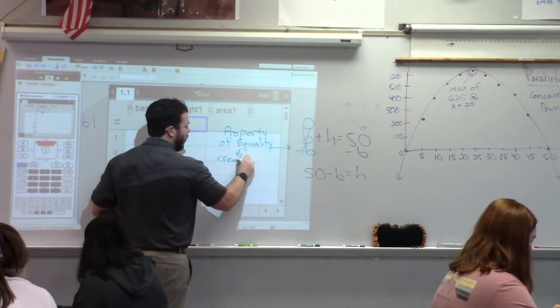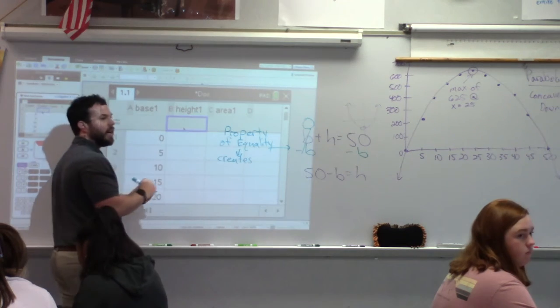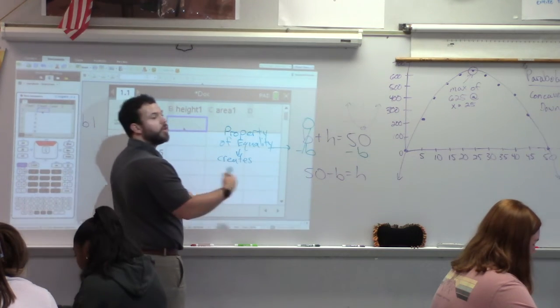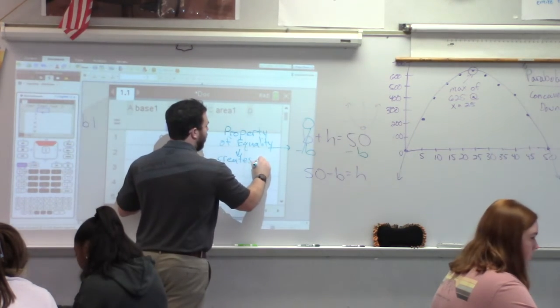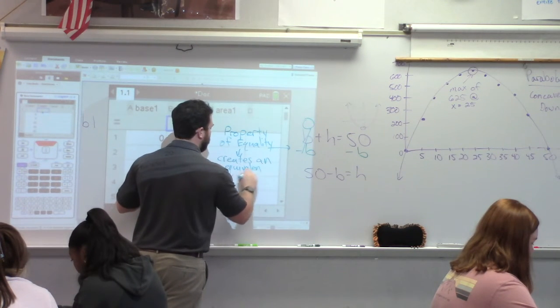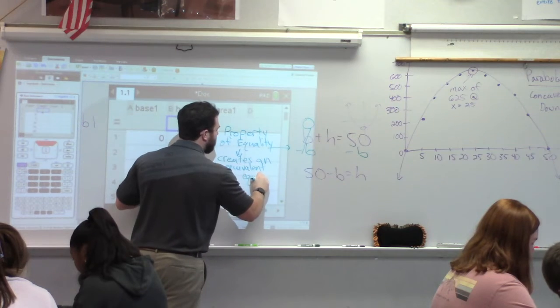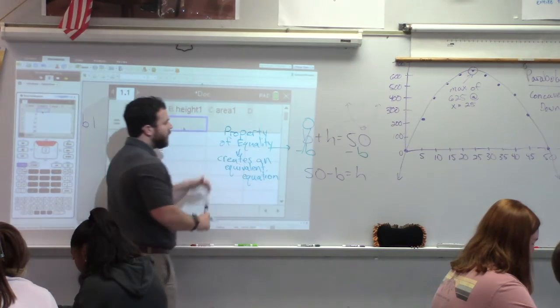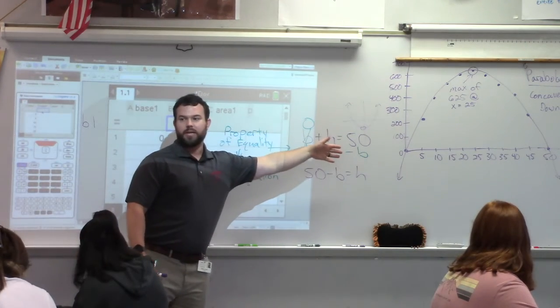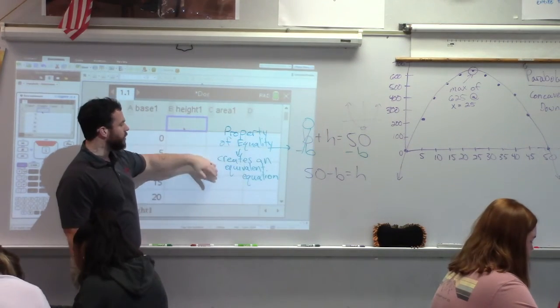You don't have to write this down, but you're going to hear me talk about this a lot because it's an important idea and it will show up later in this unit. So let me finish writing this. A property of equality creates an equivalent equation. What I do to one side, yes, I have to do to the other. That's a property of equality.